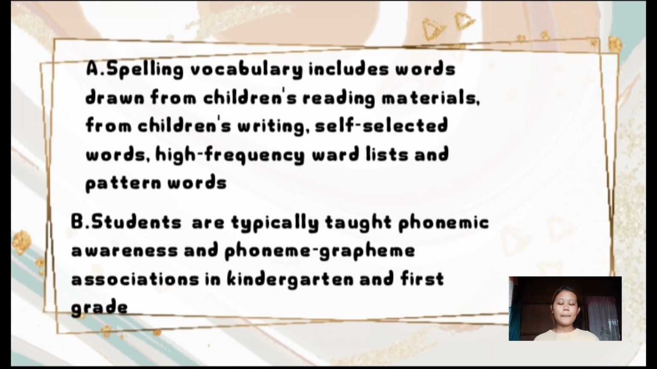There are some curriculum considerations. First is letter A. Spelling vocabulary includes words drawn from children's reading materials, from children's writing, self-selected words, high-frequency word lists, and pattern words. So, it says that students get their vocabulary using those materials and those patterns that we give them. Examples of this are the flip chart, composed of different words, reading chart, and spelling worksheet.